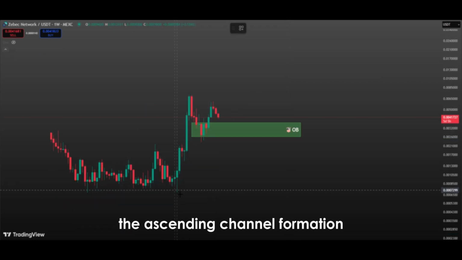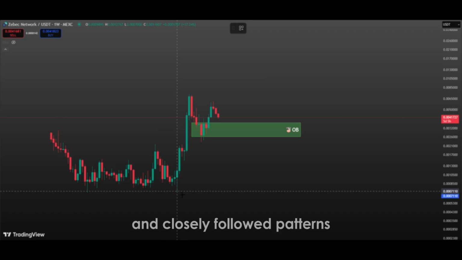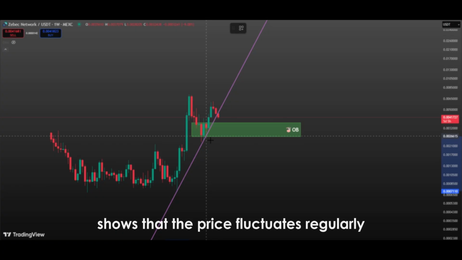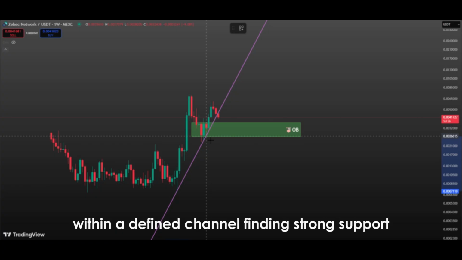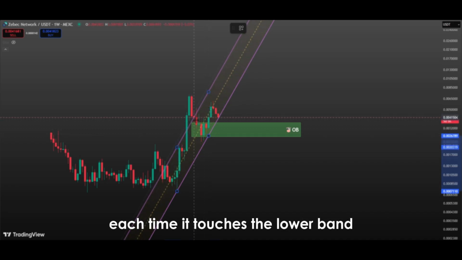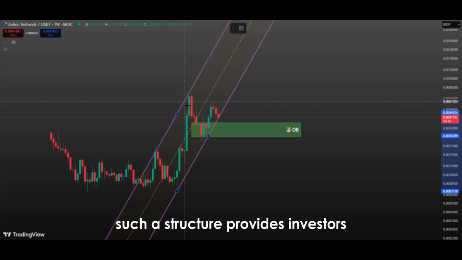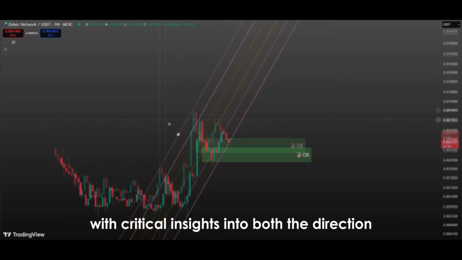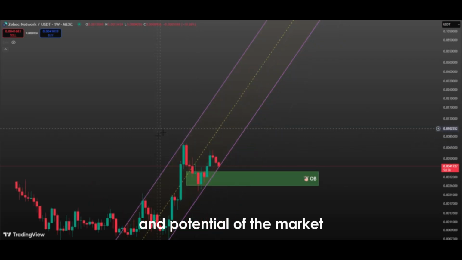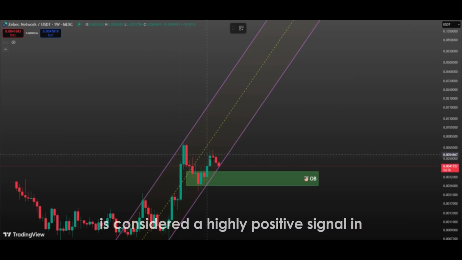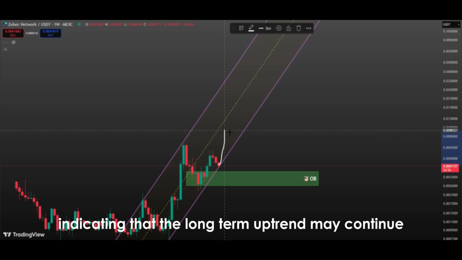The ascending channel formation is one of the most reliable and closely followed patterns in technical analysis. This formation shows that the price fluctuates regularly within a defined channel, finding strong support each time it touches the lower band and encountering resistance at the upper band. Such a structure provides investors with critical insights into both the direction and potential of the market. Currently, the price being at the lower band of this ascending channel is considered a highly positive signal, indicating that the long-term uptrend may continue.